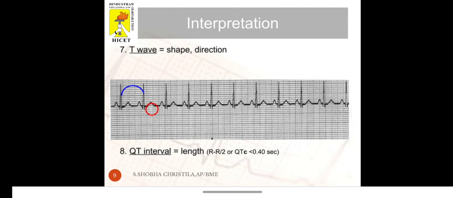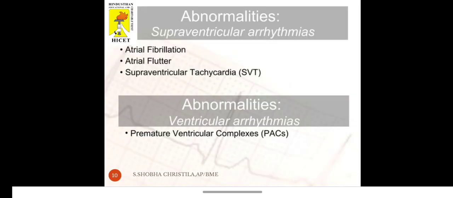Next you can see the T wave, which has a shape with direction. Then you can see the length of the QT interval, which has a duration of less than 0.40 seconds. Now we will see what are the abnormalities in the ECG wave pattern.